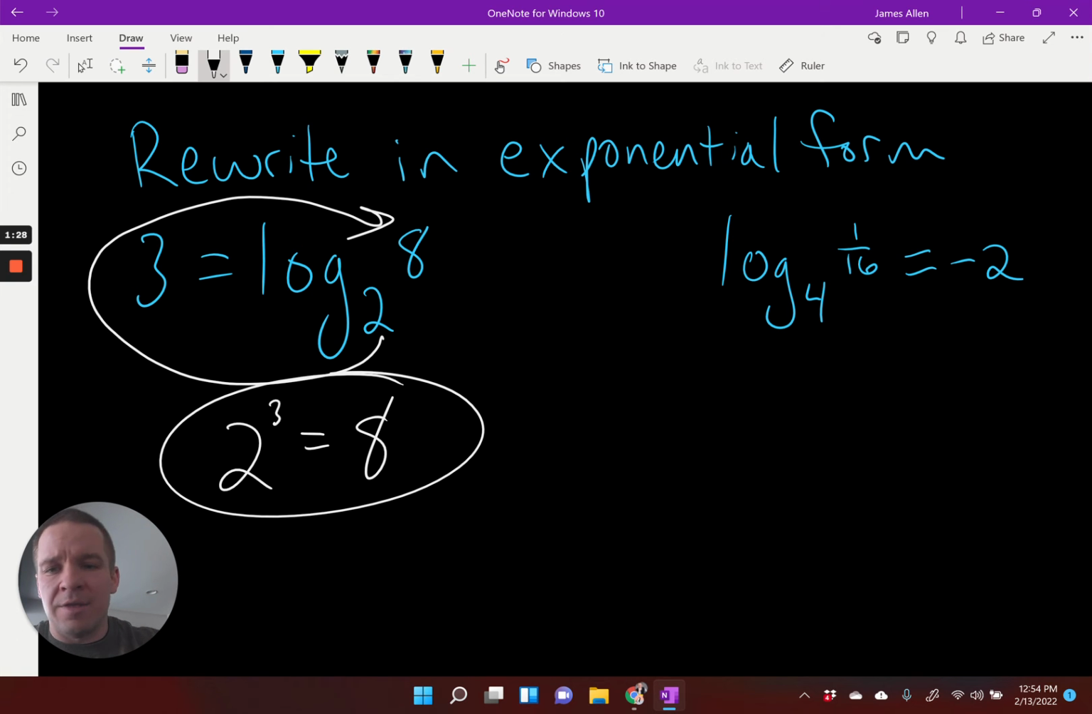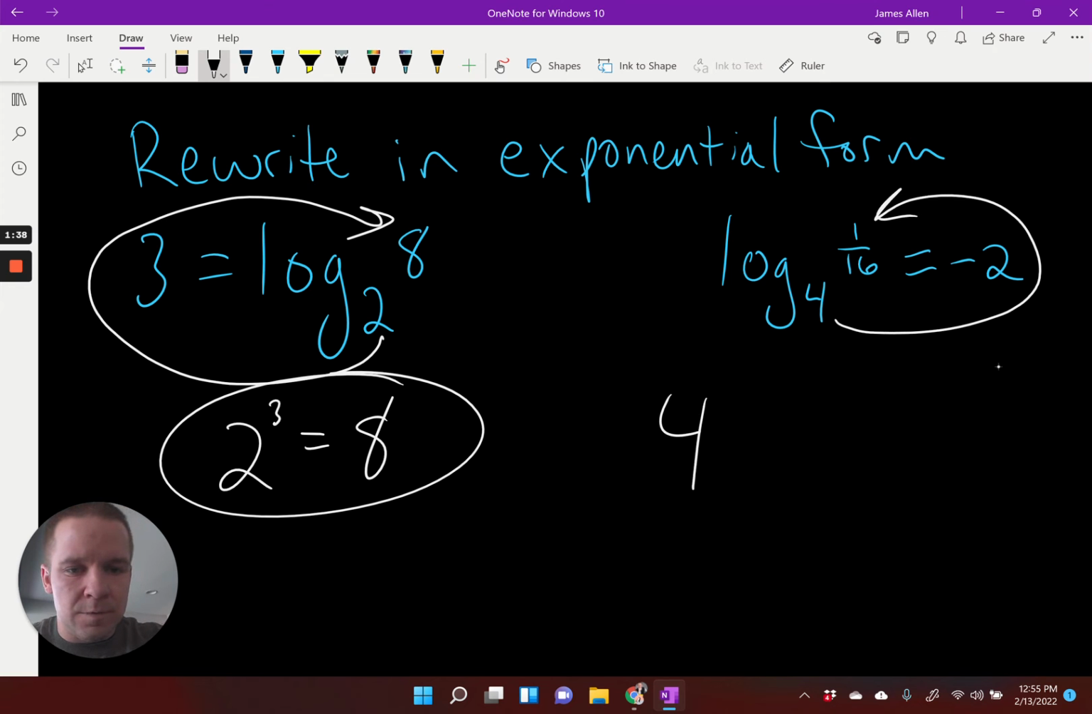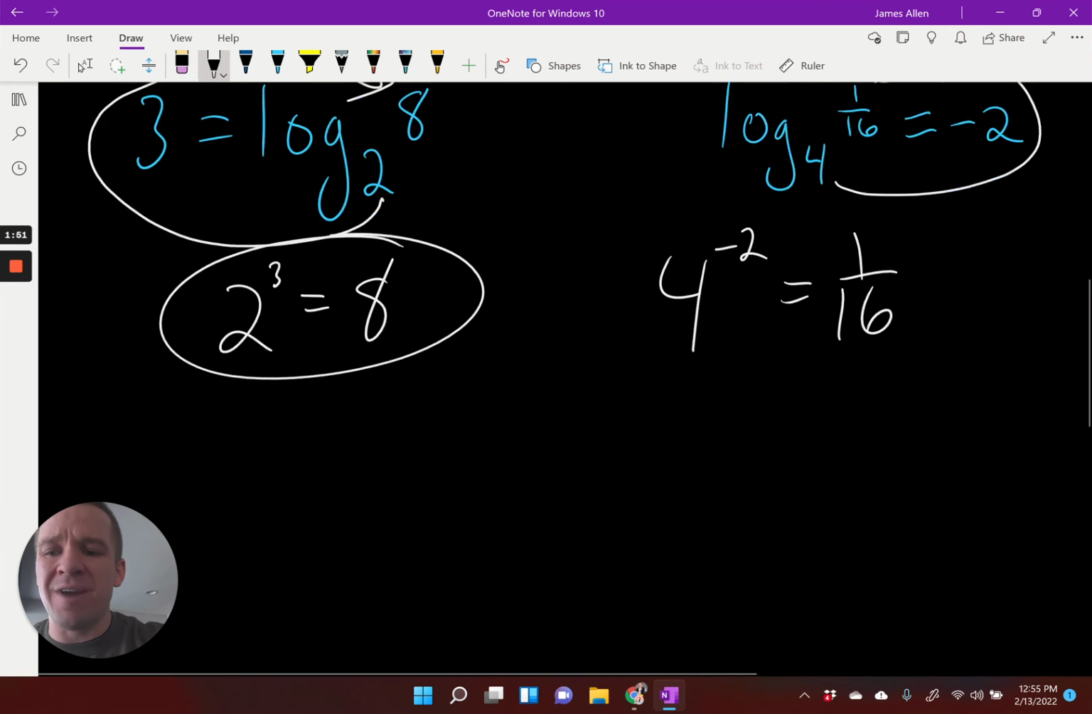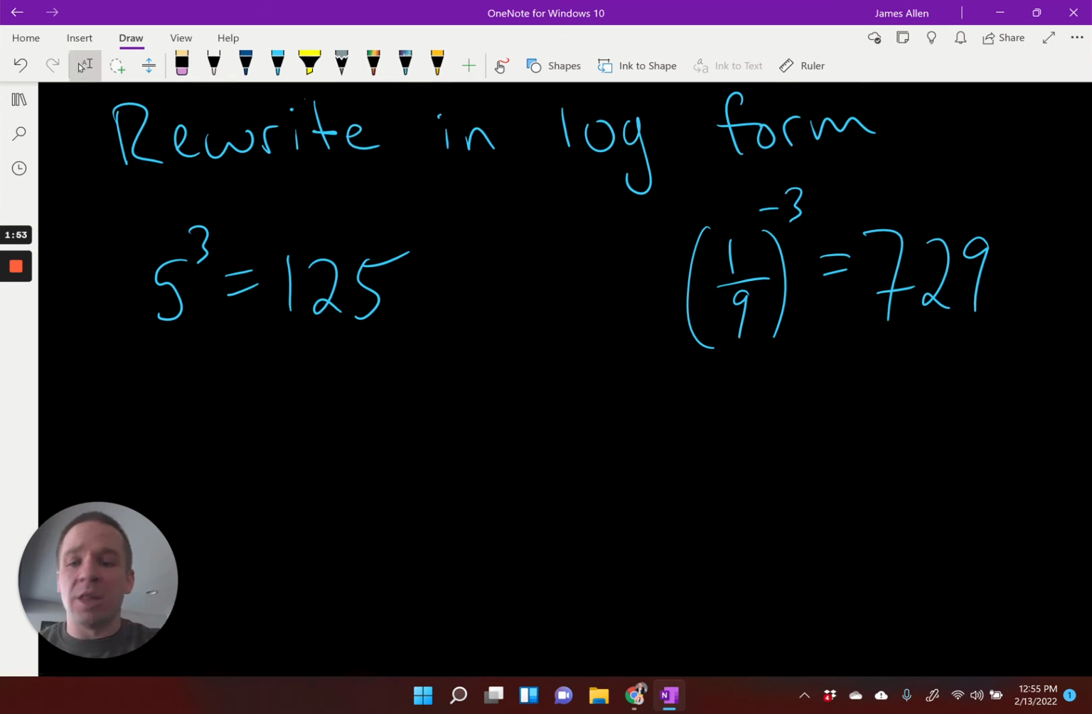Now the other one, as you see, the log is on the left-hand side. Some people like this best. They rearrange it, flip it around, and then go to exponential form. So I'd have 4 raised to the negative second is equal to 1 over 16. And 4 to the second power is 16, so 4 to the negative second is the reciprocal of that, 1 over 16. Look at that. We just rewrote it in exponential form. Rock stars. Fantastic, folks.